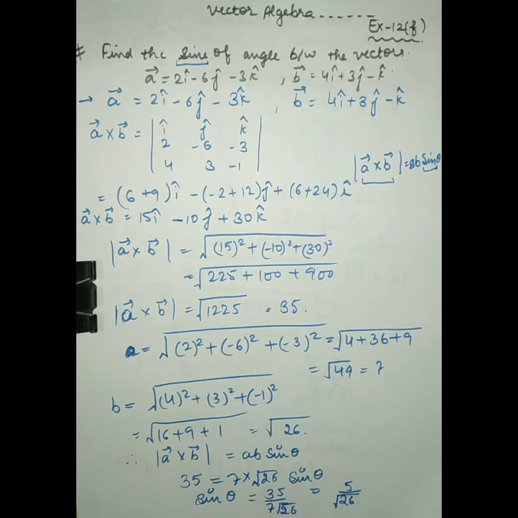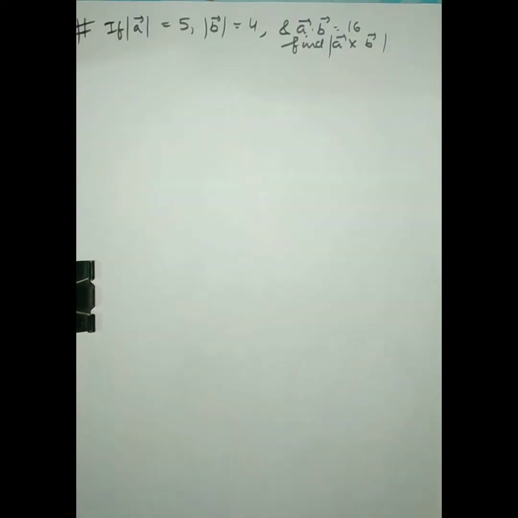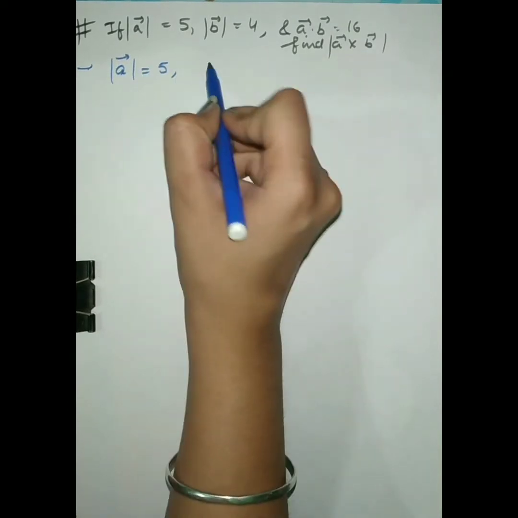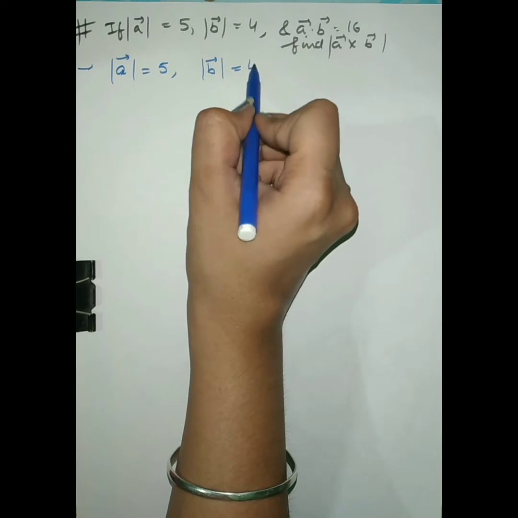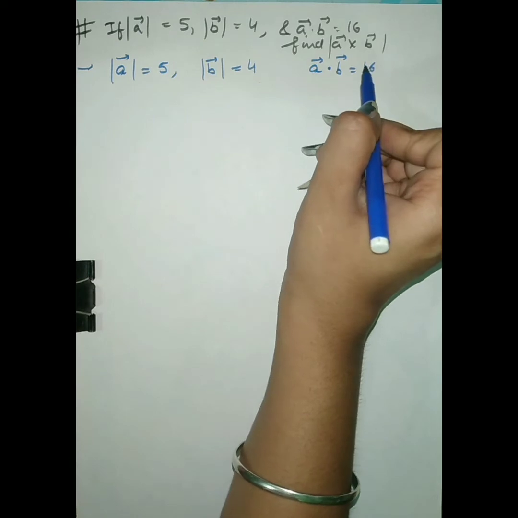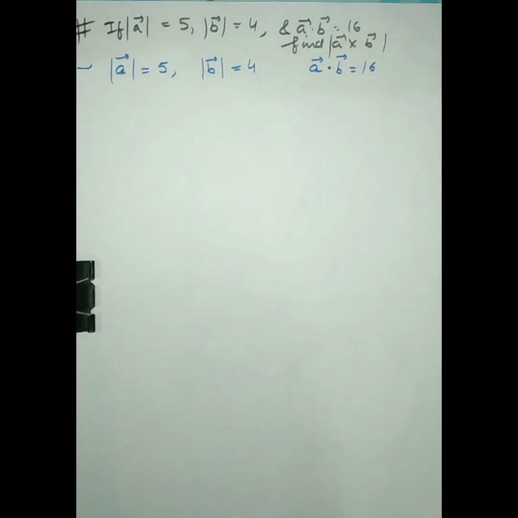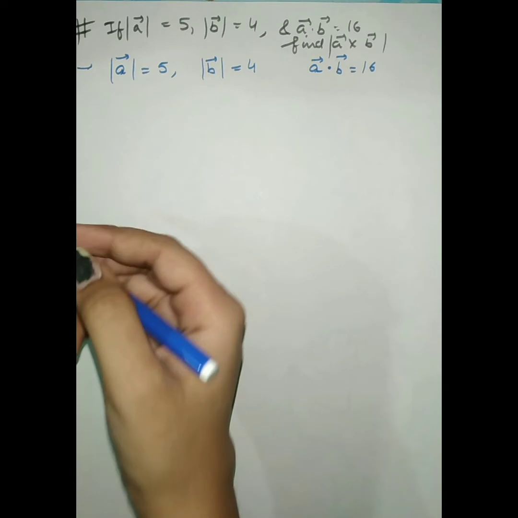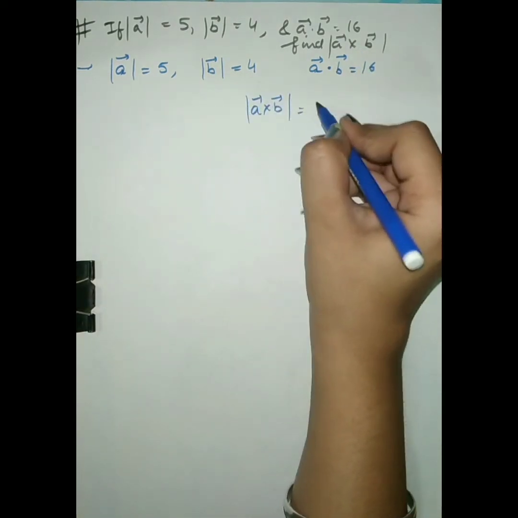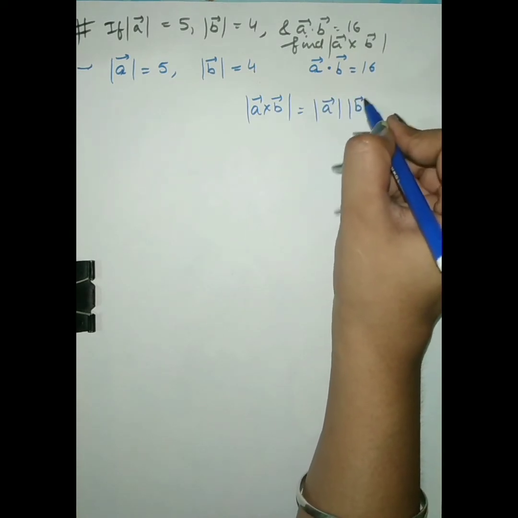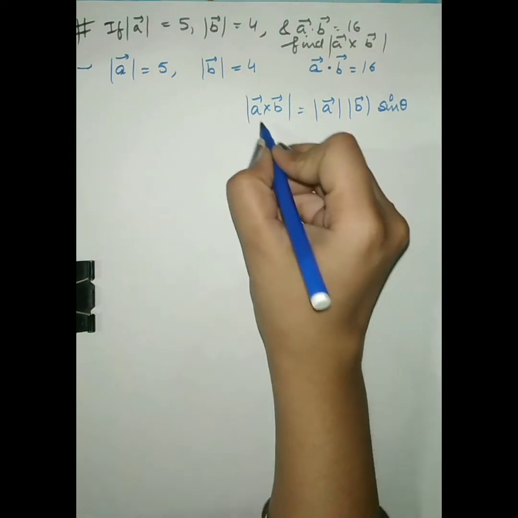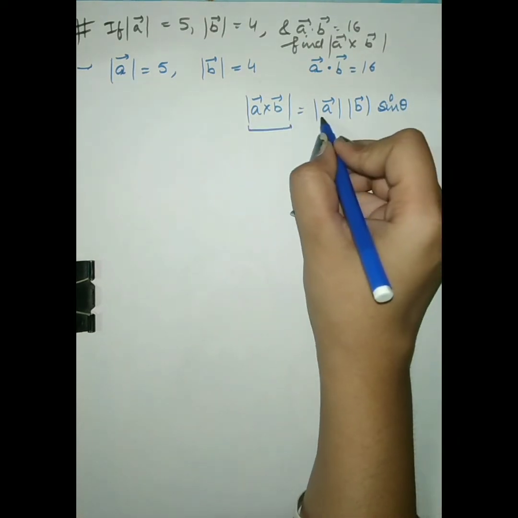Now the next question is: if A vector magnitude equals 5 and B vector magnitude equals 4 and A vector dot B vector equals 16, then we have to find A vector cross B vector. And we know that the magnitude of A vector cross B vector equals the magnitude of A vector into the magnitude of B vector into sine theta. So for finding this term we have to find sine theta.